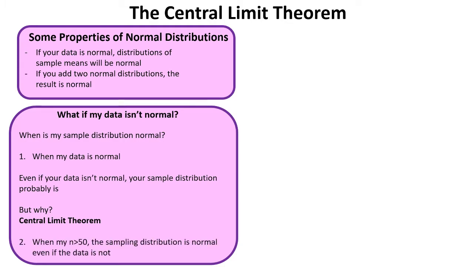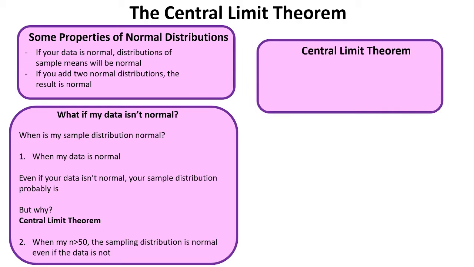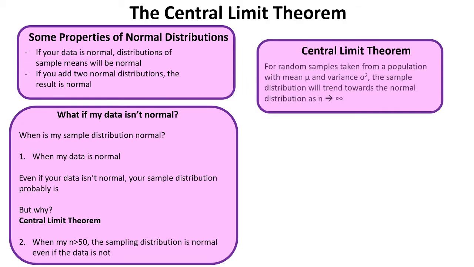When you have greater than 50 samples, the sampling distribution is probably going to be normal even if the data is not. This is due to the central limit theorem. The central limit theorem says that if you have a population that has a mean and a variance, the sampling distribution will trend towards the normal distribution as n goes towards infinity.